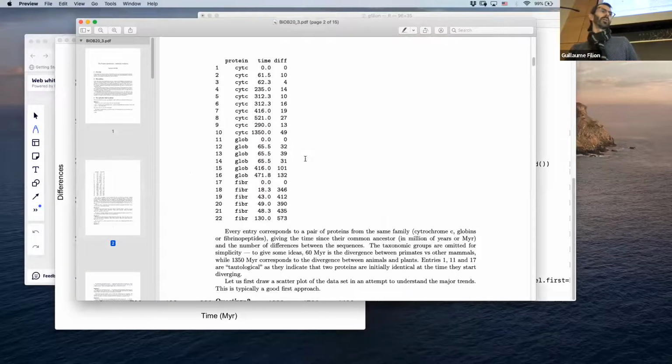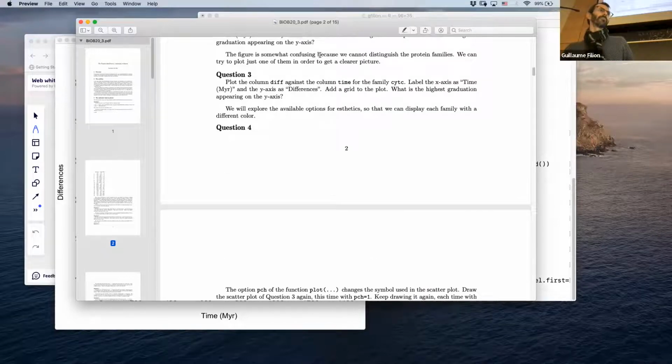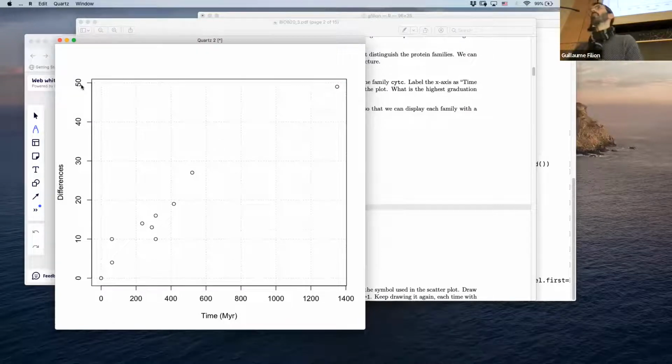So what's the question again? Add a grid to the plot. What is the highest graduation appearing in the y-axis? This time it's 50. So why do I ask this silly question? It's to make you understand that R does this for you.